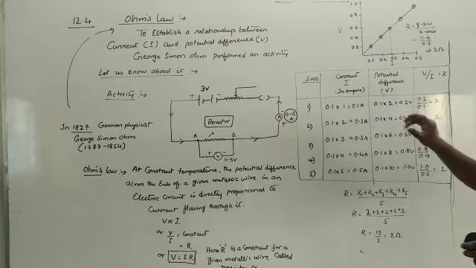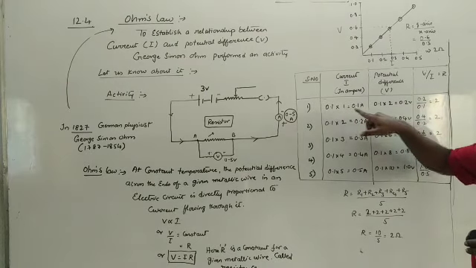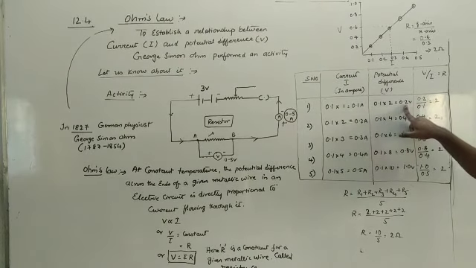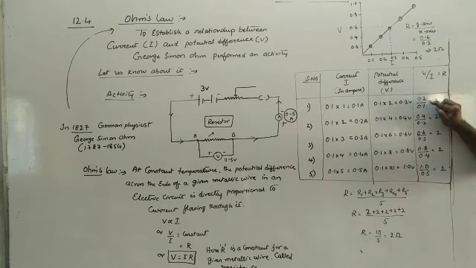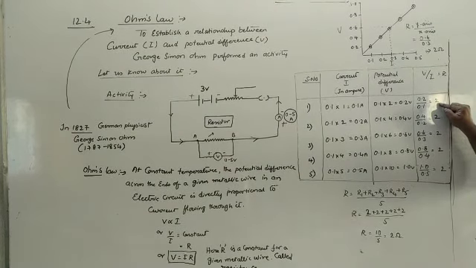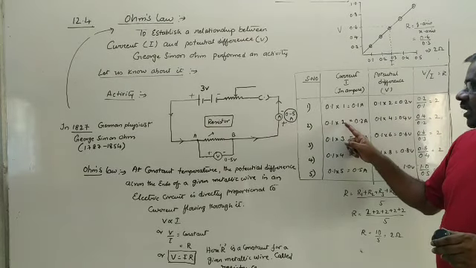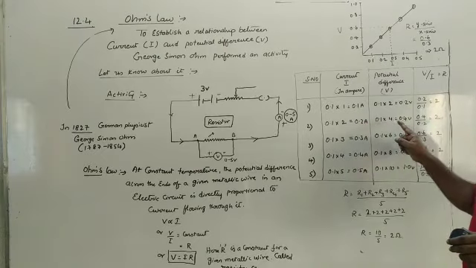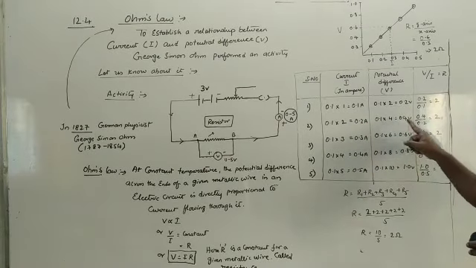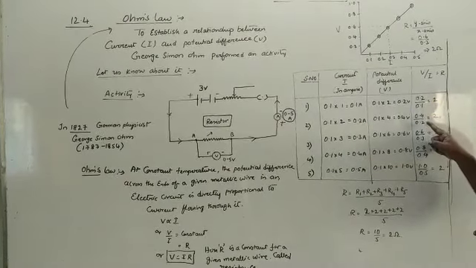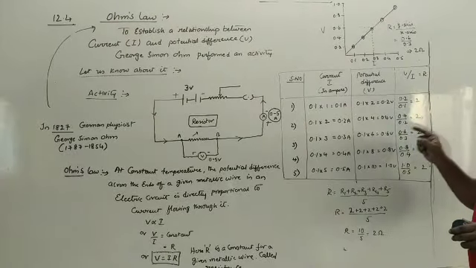I will explain practically, then you will come to know. So 0.1 is the current, 0.2 is the voltage. Then if I do the V by I value, 0.2 divided by 0.1 is coming out to be 2. In the second reading, if I adjust the current value to be 0.2 amperes, the voltage reading is coming out to be 0.4 volts. So 0.4 divided by 0.2 will come out to be 2 ohms.